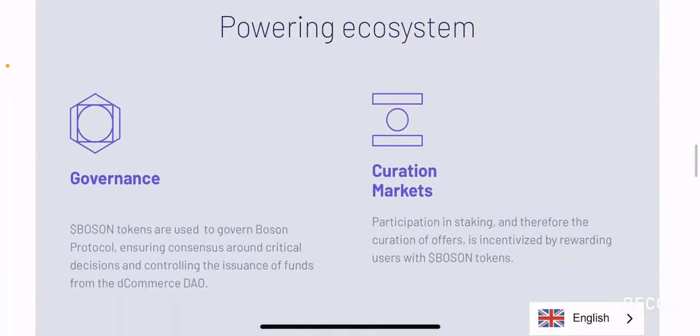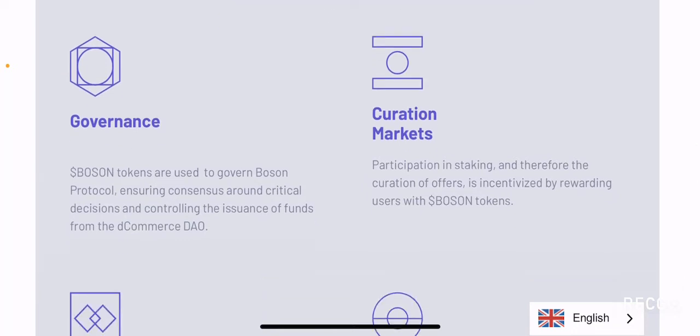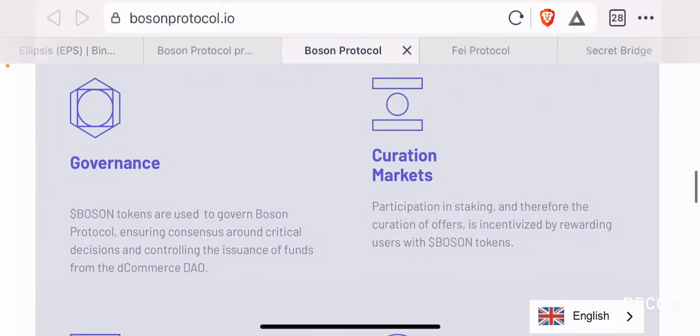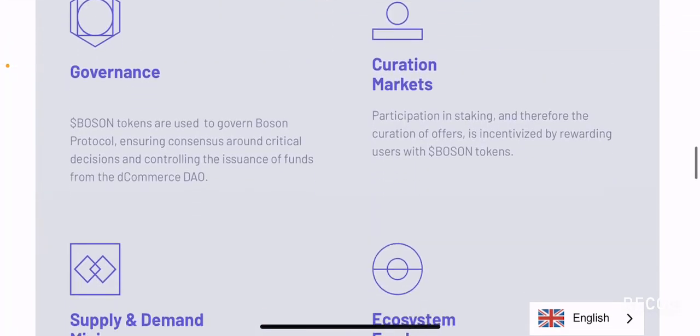So, powering the ecosystem. When it comes to the ecosystem itself, what are the main functionalities? There's a governance component, curation markets, supply and demand mining, and an ecosystem fund, right? So let's cover each of them quickly in detail.